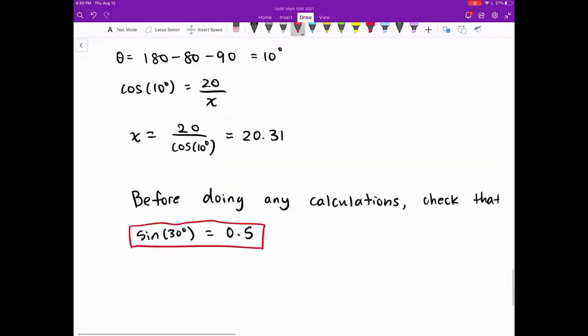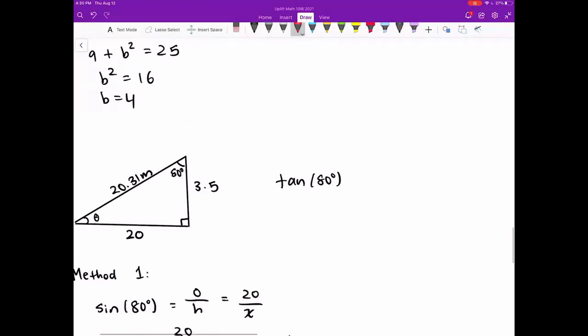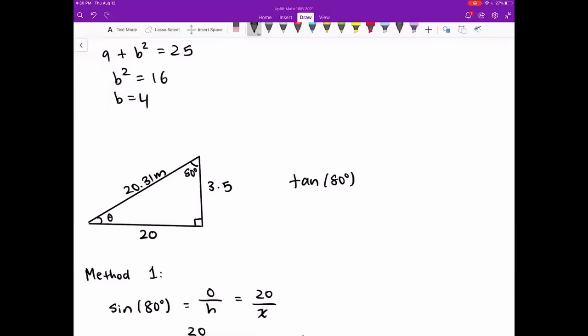What we're trying to do is find the side of the 3.5. Pretend we didn't know it was 3.5. We know that tan 80 degrees is the opposite over the adjacent. We know the opposite is 20, and we don't know the adjacent. So we rearrange it again, we get 20 divided by tan 80. If we calculate it, it should be 3.5, and it is 3.53 roughly.